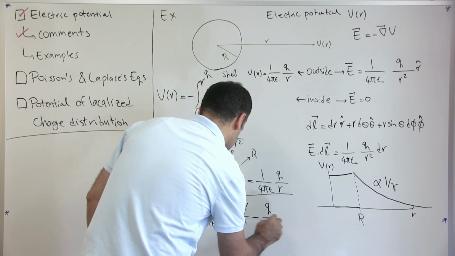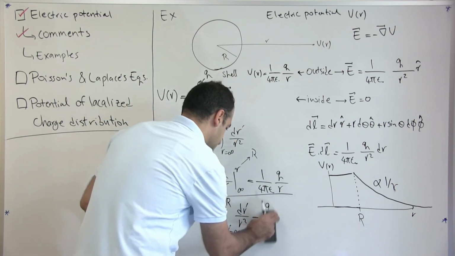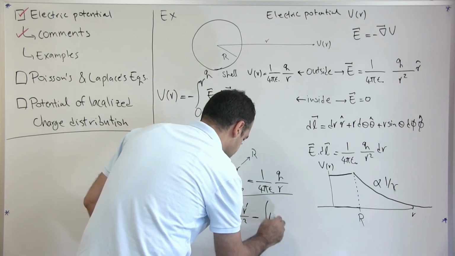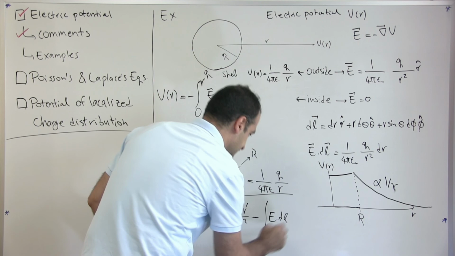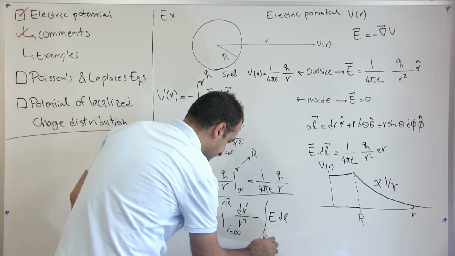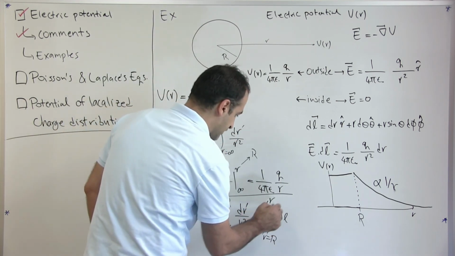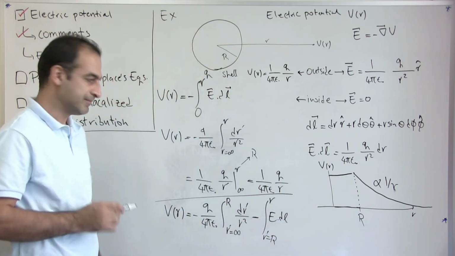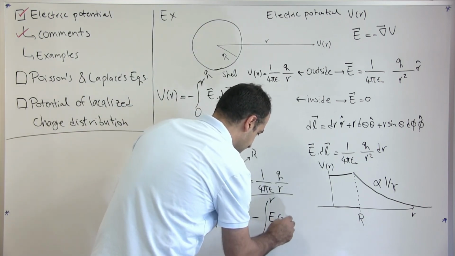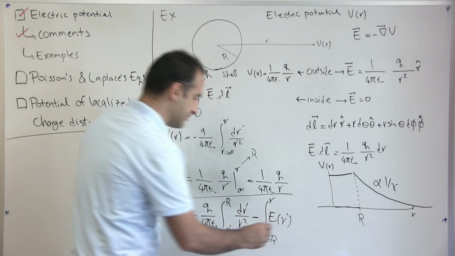Q over, oh sorry, this is not this, the integral of, I would say, E dot dl, for position of R prime equal to R, all the way to capital R, which is inside the sphere, okay? And here we have E of R prime, which is a point inside the sphere, times dl.